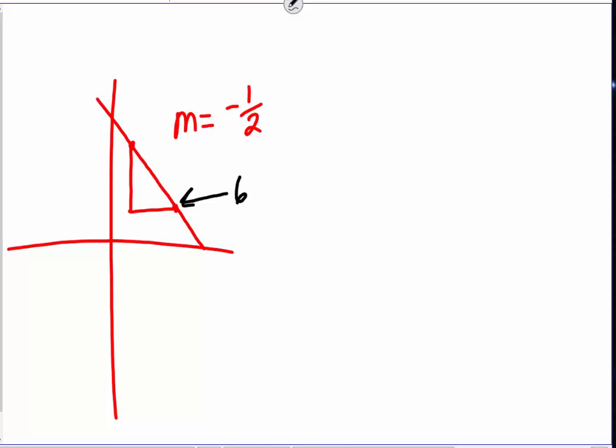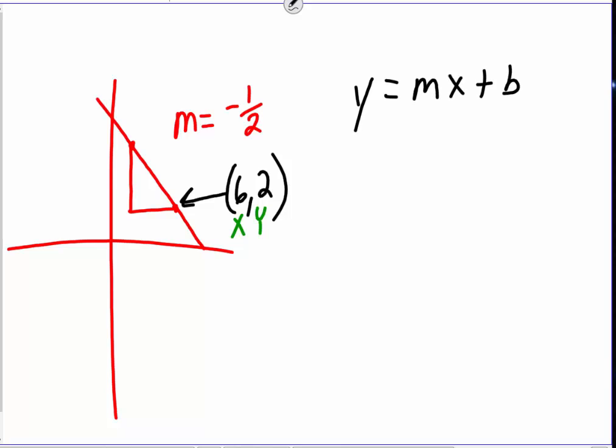Well, if we want the actual equation of the line, let's just say that this point right here was (6, 2). The first thing we have to understand is that this is an x and this is a y value. So if we actually wrote out the equation y equals mx plus b, we would find out that we have 3 out of the 4 variables, and then we can just solve for the other one.